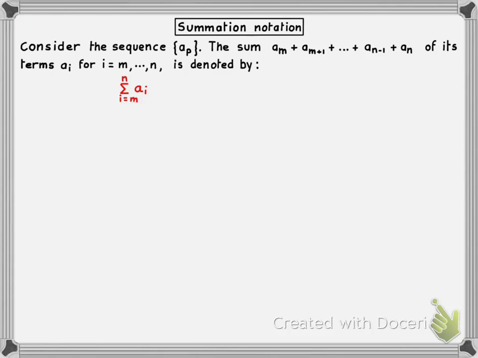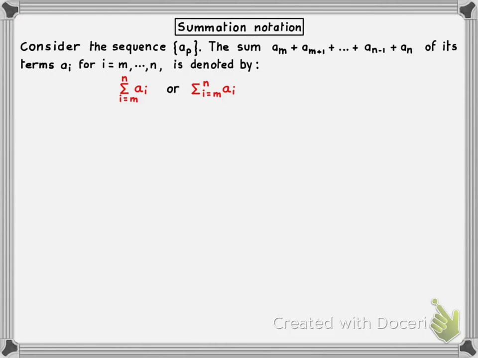Now, often in textbooks or papers, you'll see an alternate notation which is essentially the same, except this component here and that one are written as subscripts and superscripts instead of being written above and below the sigma. Again, this is just a space-saving way that is used by printers.